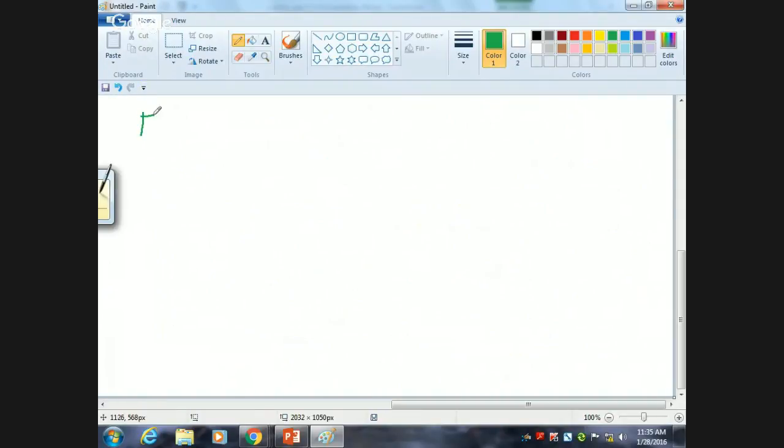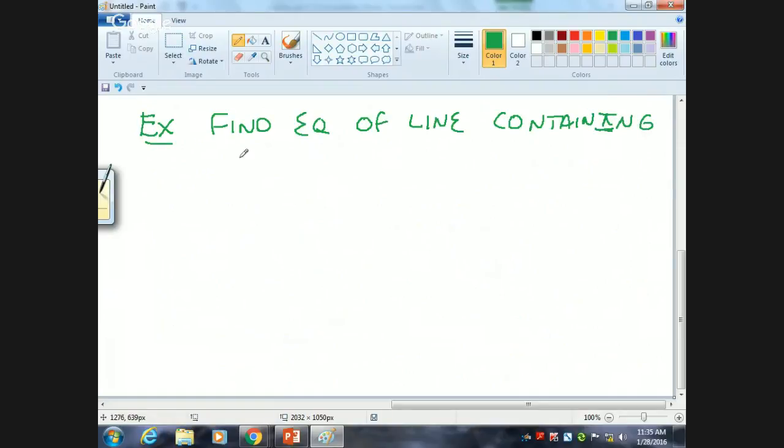Example. Let's find the equation of a line containing these 2 points.